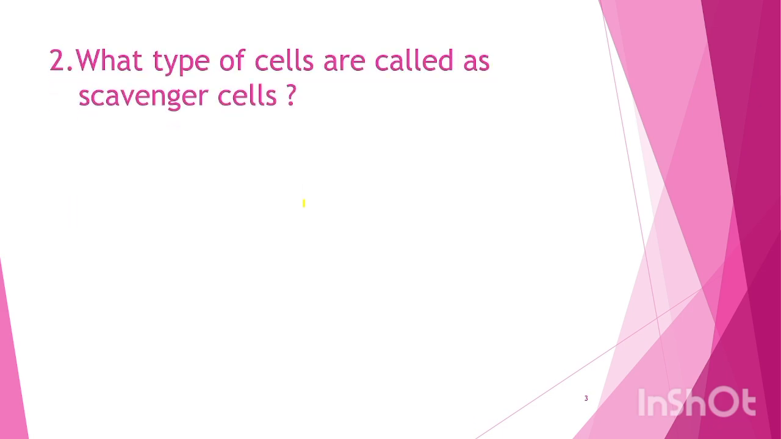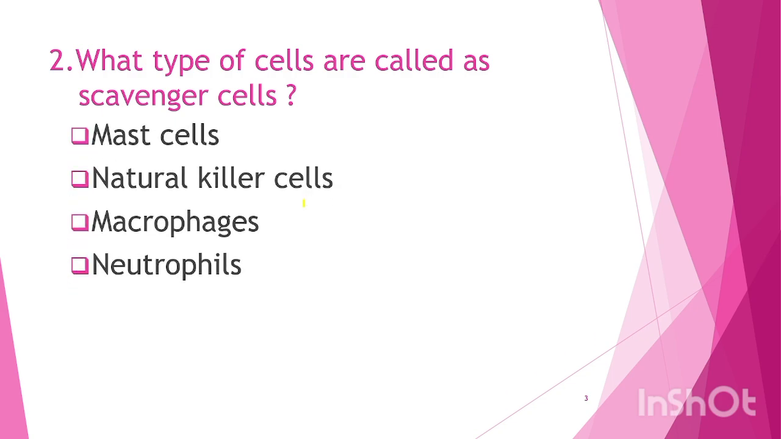And then the second one: what type of cells are called scavenger cells? Here the options are mast cells, natural killer cells, macrophages and neutrophils. And what are called scavenger cells?